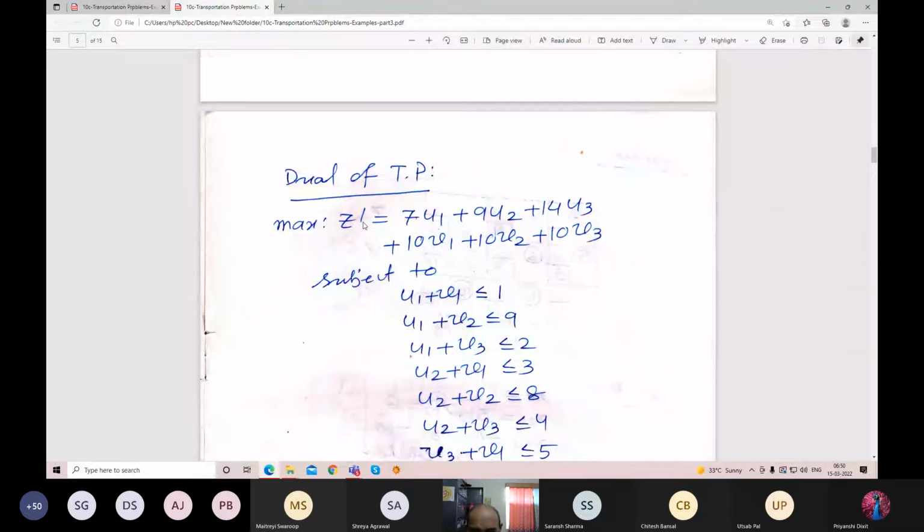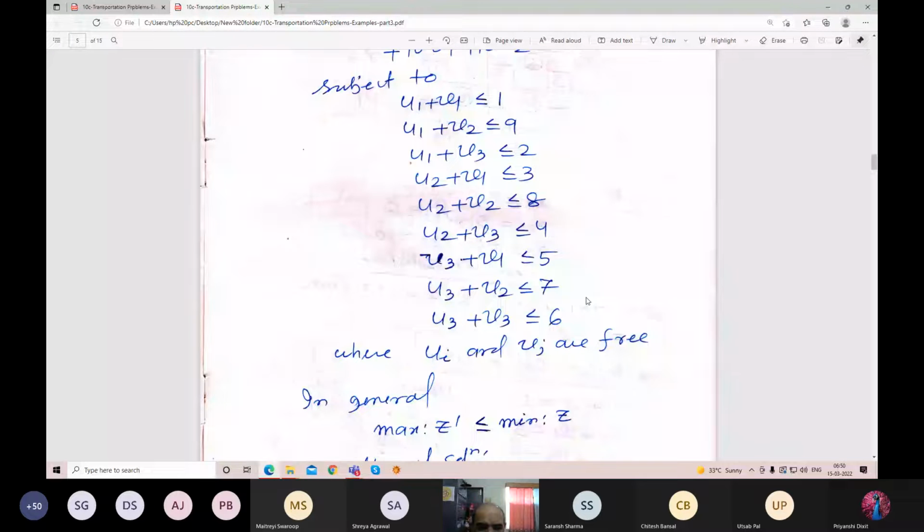Maximize Z dash, that is 7u1 plus 9u2 plus 14u3, 10v1 plus 10v2 plus 10v3, subject to, there are 9 such pairs: u1 plus v1 less than equal to 1, u1 plus v2 less than equal to 9, u1 plus v3 less than equal to 2, etc. So there are 9 such constraints, and all these multipliers we are naming as u1, u2, u3, and v1, v2, v3. There are 6 in number.